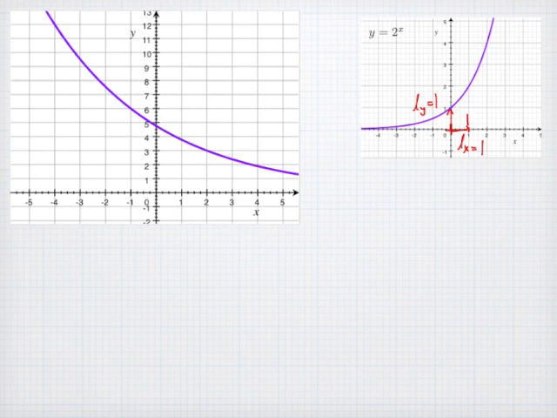And that's defined because every time I move over 1, my function doubles. So it starts at a height of 1. As I go over 1, it's now at 2. If I go over another 1, it's 4. If I went over another 1, I'd be at 8. And so that's how I define my length scale.